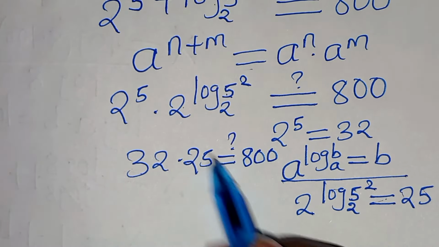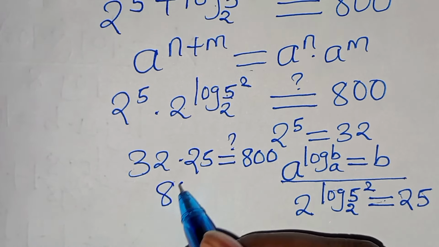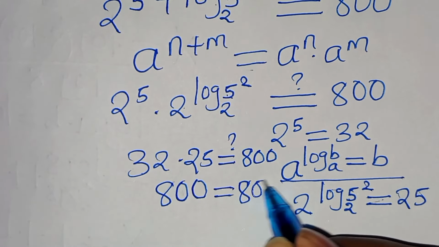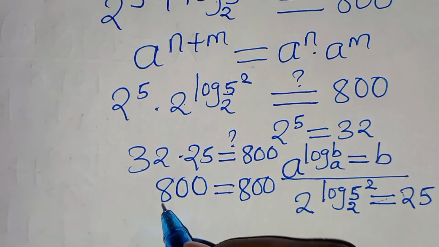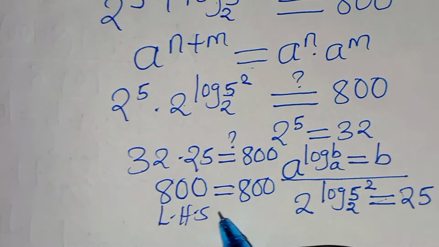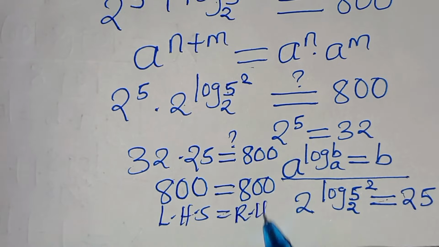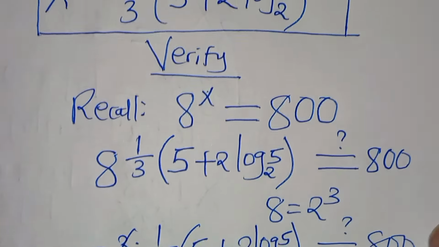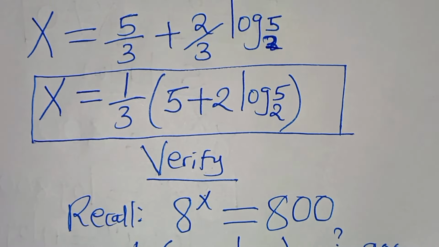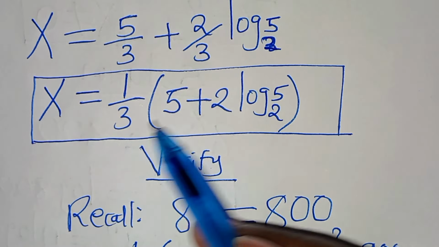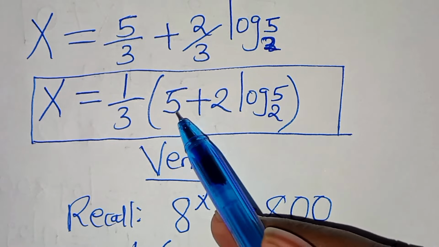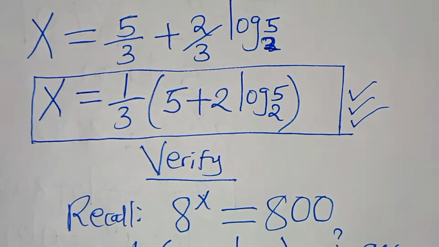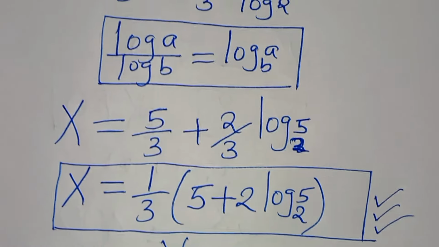So that's 32 times 25. This is equal to 800, and this is equal to 800. So the left hand side is equal to the right hand side. And this implies that the value of x here, which is 1 over 3, into the parentheses, 5 plus 2 log 5 to base 2, satisfies the equation.